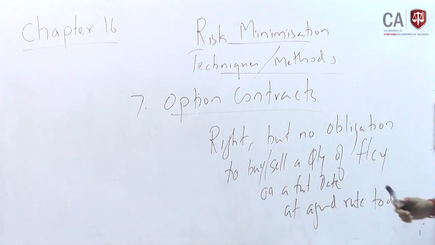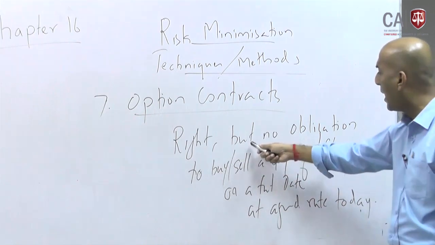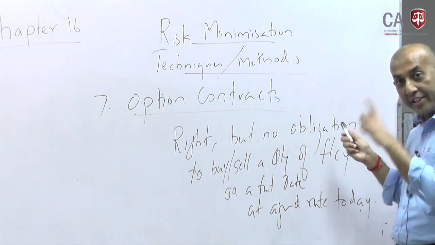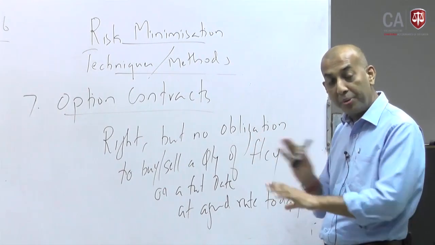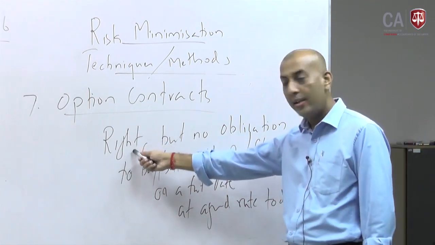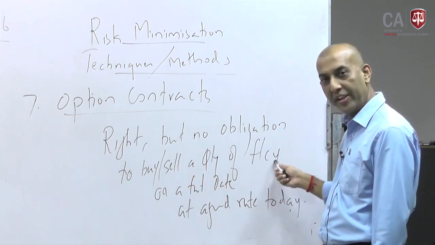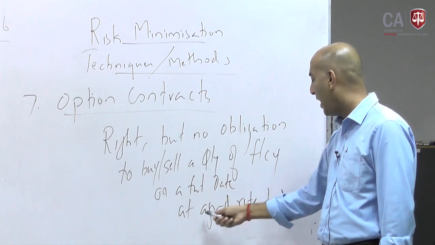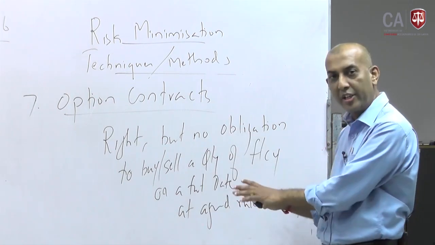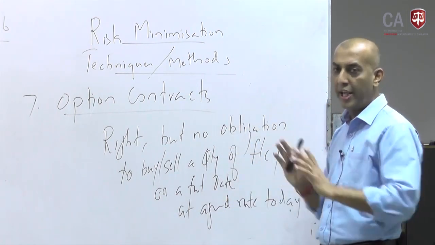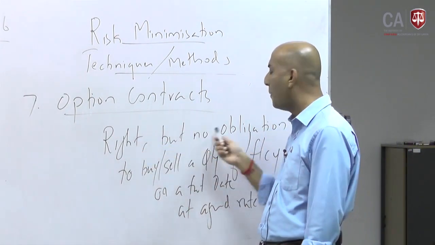Please note, option contracts are contracts which you can buy, which give you the right but no obligation. Forward exchange contract: right and obligation. It is a binding contract. This is not binding. Option contract is not binding. It gives you the right but no obligation to buy or sell a quantity of foreign currency on a future date at an agreed rate today. So all other characteristics are like a forward exchange contract. The only key difference is that this gives you the right but no obligation.